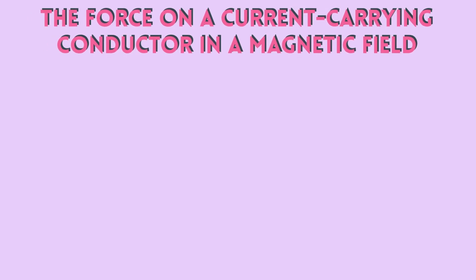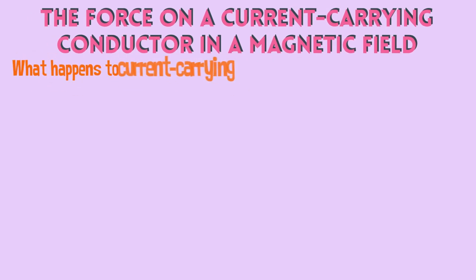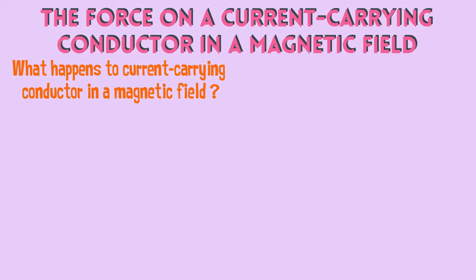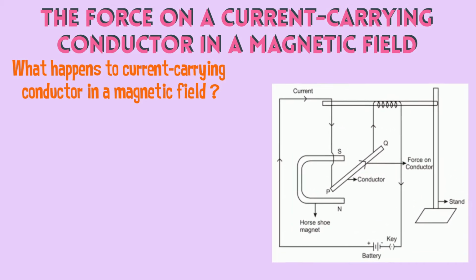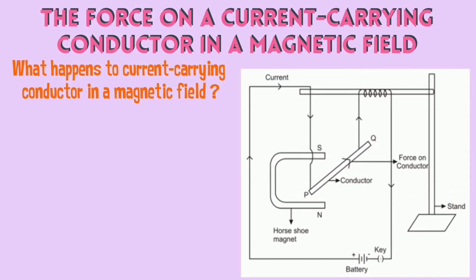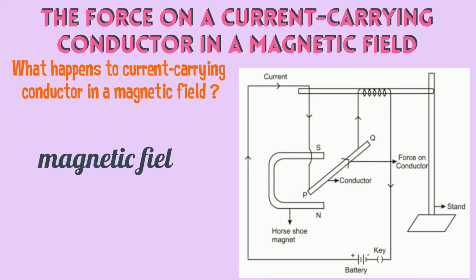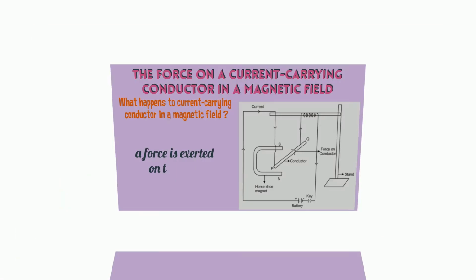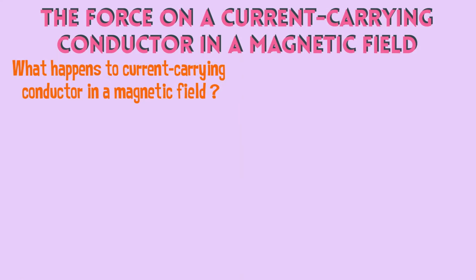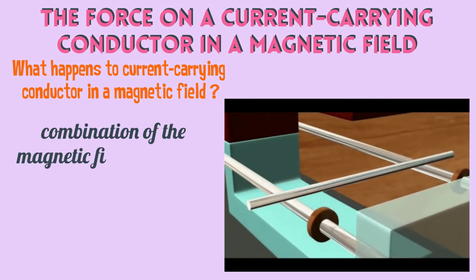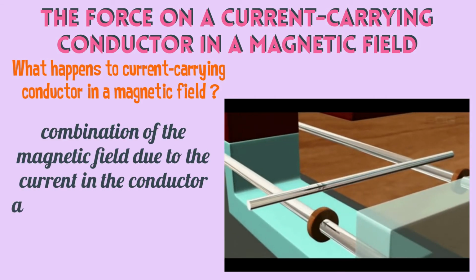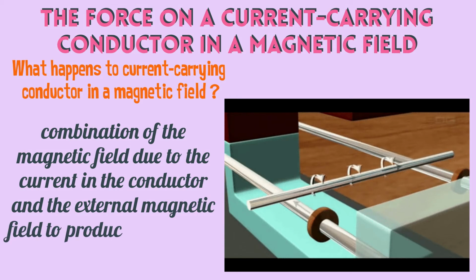For the next subtopic, we are going to examine what happens to a current-carrying conductor in a magnetic field. An electric current produces a magnetic field around the wire. When a wire carries an electric current through another magnetic field, a force is exerted on the wire. The magnetic force on a current-carrying conductor in a magnetic field is due to the combination of the magnetic field in the conductor and the external magnetic field to produce a resultant magnetic field.